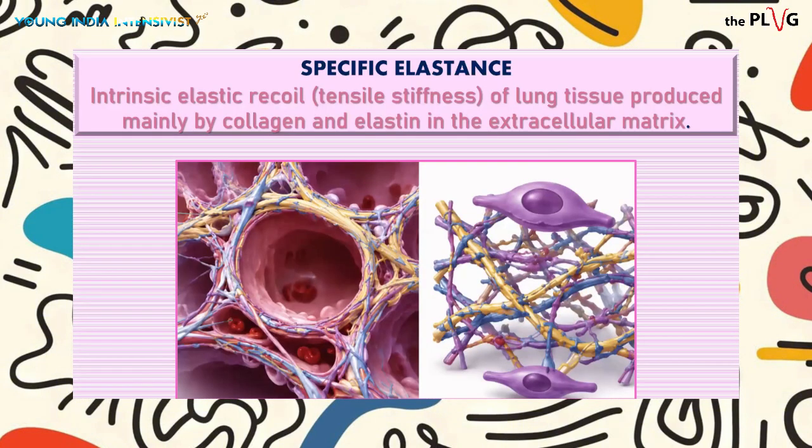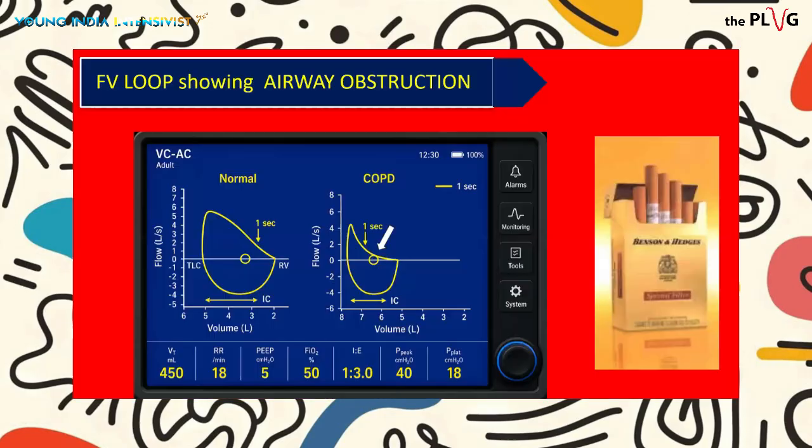Now, what is specific elastance? It is the intrinsic elastic recoil, the tensile stiffness of the lung tissue, produced mainly by collagen and elastin in the extracellular matrix of the lungs. The rest of the lungs rests on this extracellular matrix, this framework of collagen and elastin. And if you have increased strain or stress, you get volume trauma and barotrauma.